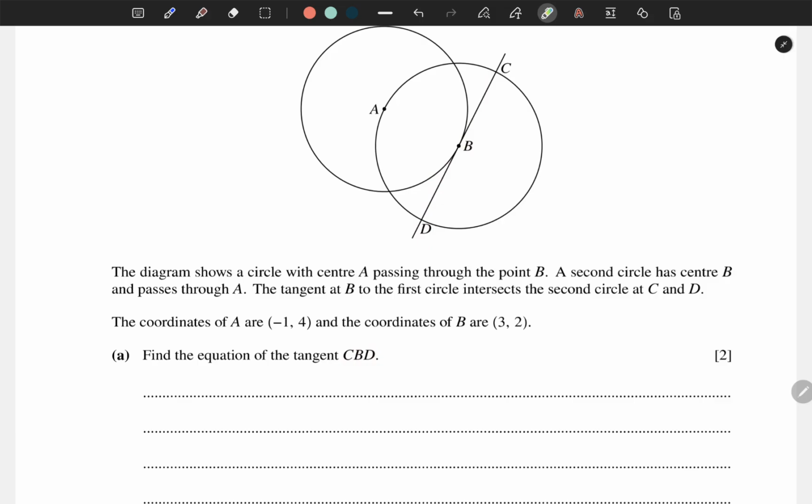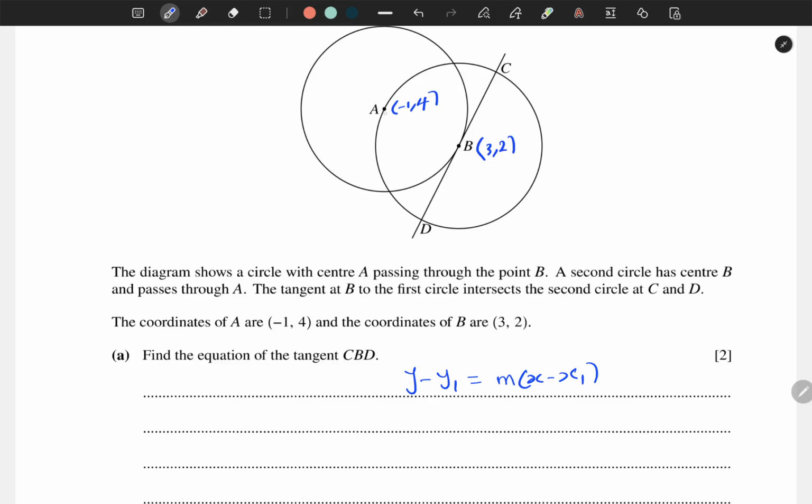Of course, to get the equation of a straight line, the formula that we use is y minus y1 equals m(x minus x1). To make use of this formula, we need the slope of this tangent line, and we need at least a point on that line. So what are we going to do? We know the point A here to be given as (-1, 4). Then we have point B, that is given to be (3, 2).